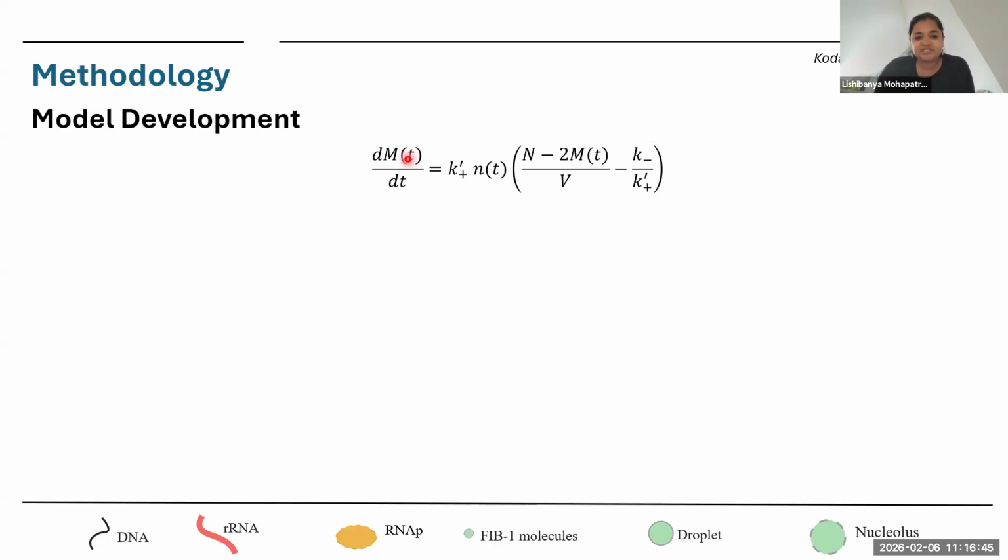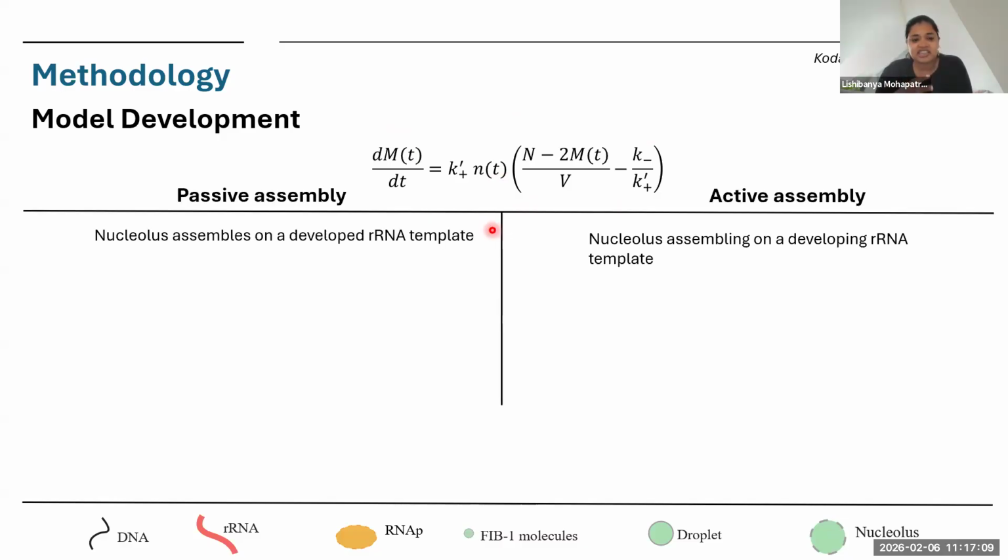We can consider two different ways in which nucleolar assembly can proceed. One situation would be where the nascent RNA has completely reached a steady state, like the transcription is completely finished, and all that you have is different nucleolar droplets condensing on that RNA template. And another situation is when the process of transcription is happening, and your nucleolus is also assembling at the same time.